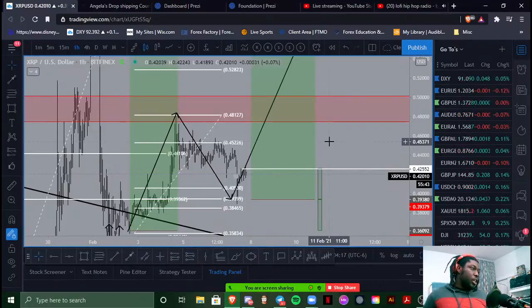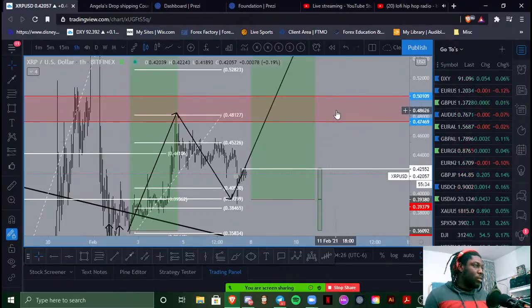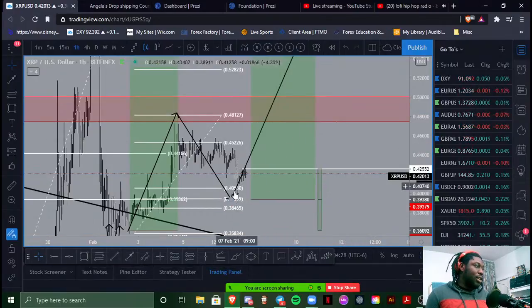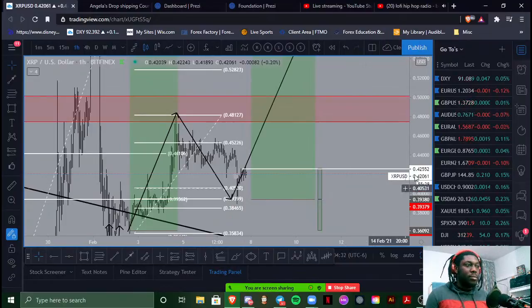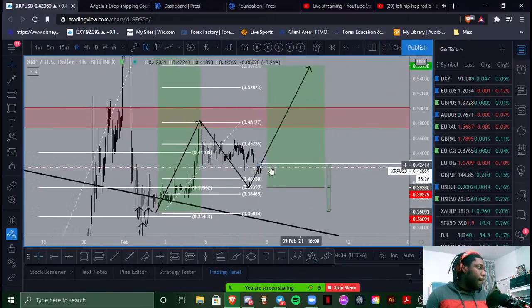So if you are in this trade, if you were able to get in from my channel, then I would suggest that you take your partials and just wait and see what Ripple does from here. But I do definitely love how the price dropped down and then it just came back up right away. Love seeing that. Love it.